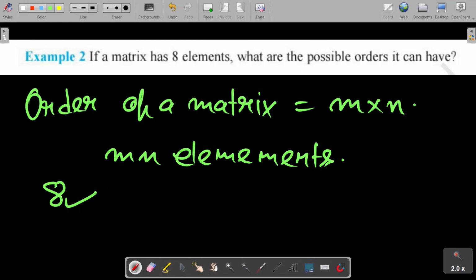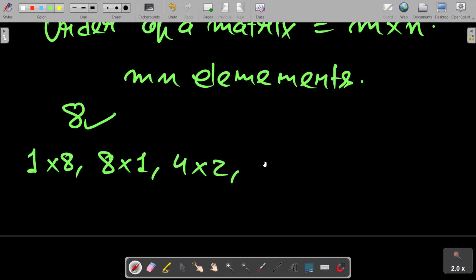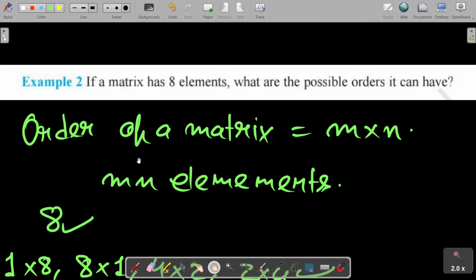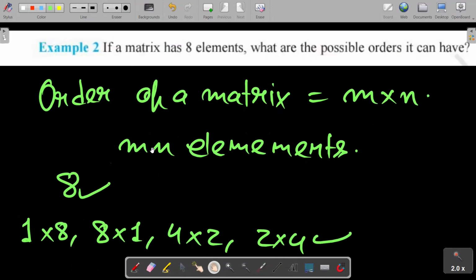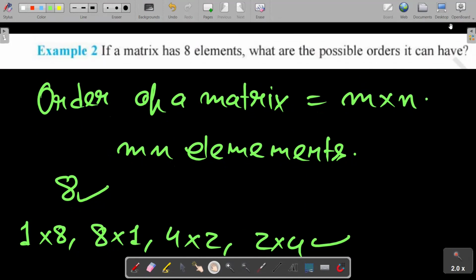So here possible orders are 1 into 8, 8 into 1, 4 into 2, and 2 cross 4. So these all are the possible orders: 1 into 8, 8 into 1, 4 into 2, and 2 into 4. There are 4 possible orders to construct a matrix which has 8 elements. So in this way, we can construct a matrix which has 8 elements. That's it. Now we will see the next problem.